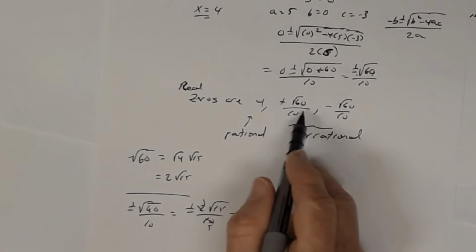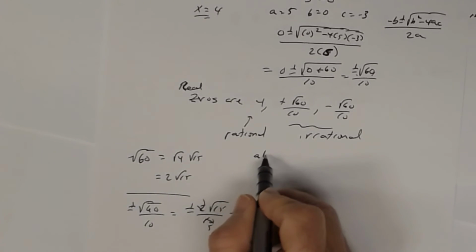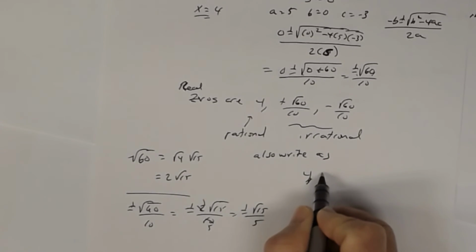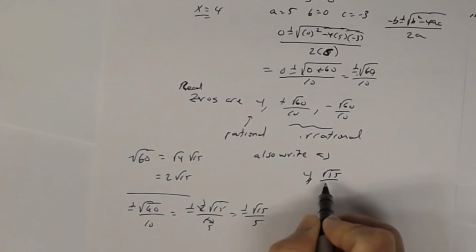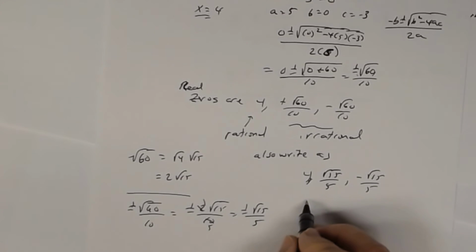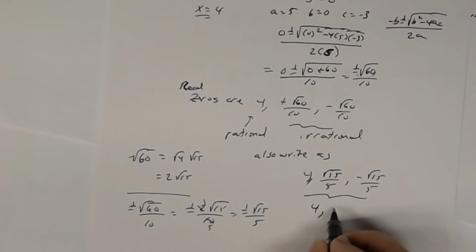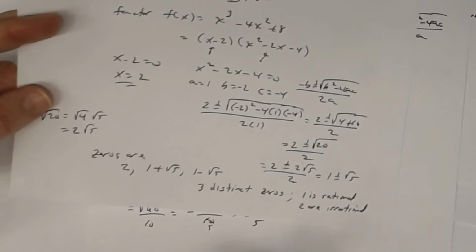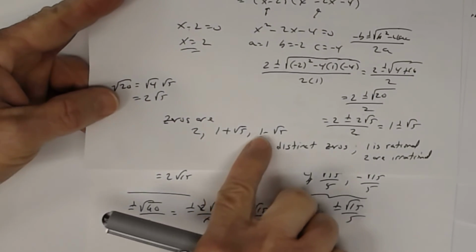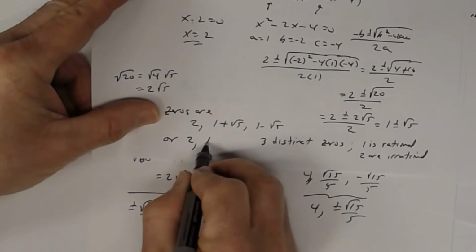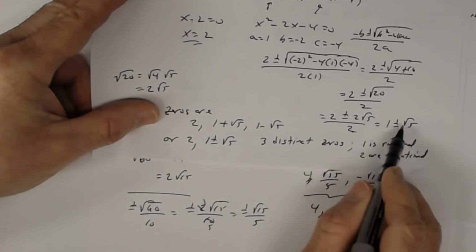Okay, so you can also write it as 4 plus the square root of 15 divided by 5, and 4 minus the square root of 15 divided by 5. Now, you can also write it like this. I just want to remind you about this. You can also say 4 plus or minus square root of 15 divided by 5. Just like over here, where we had 1 plus the square root of 5 and 1 minus the square root of 5, you could have also said 1 plus or minus the square root of 5, which came from here.